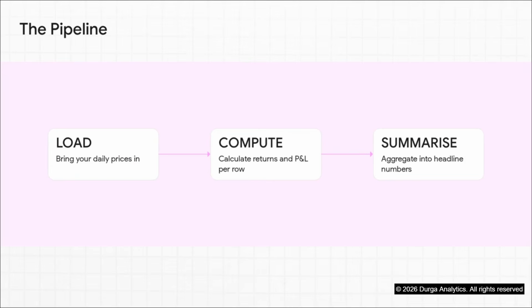Let's break those 3 steps down a bit. First, you load the data, meaning you bring your daily power prices into the system. Second, you compute something per row, so calculating the returns and P&L for each specific day. And third, you summarize into headlines, aggregating that daily data into a total P&L, or maybe finding the best and worst single day. If you learn this shape on 10 prices right now, the only thing that changes when you hit 1,000,000 prices later is just the scale. The architecture stays the exact same.